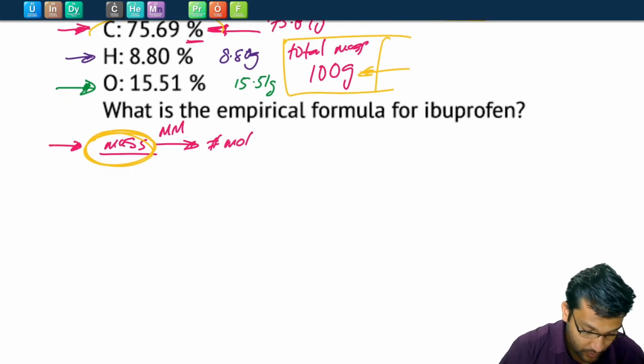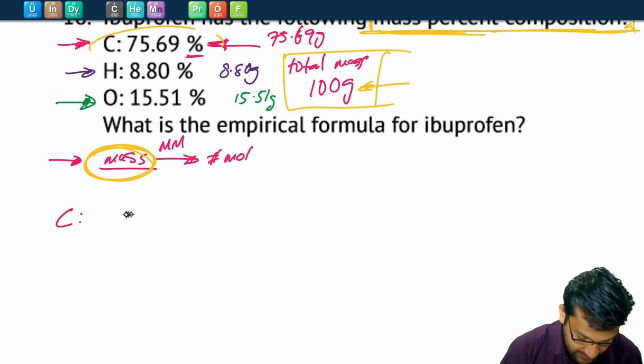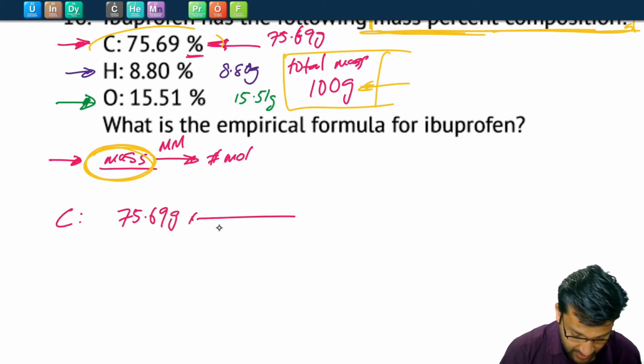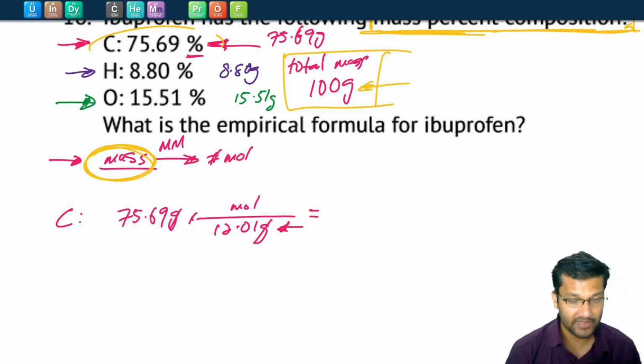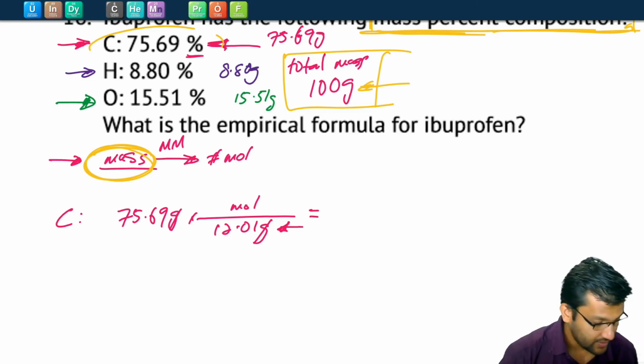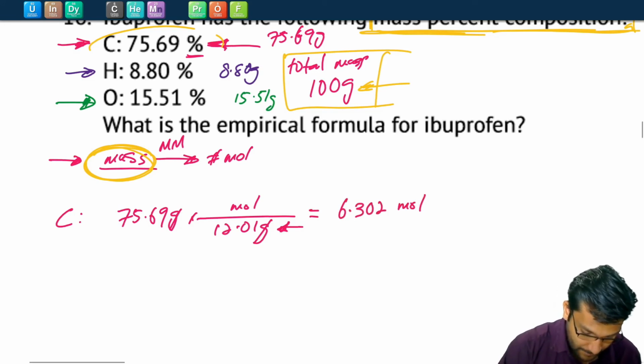So let's now go through the same problem now that we have a mass to work with. For carbon, we're going to assume that we have 75.69 grams. The molar mass of carbon is 12.01 grams per mole. If you're not sure what these are, you'll have to look them up in the periodic table. I've just used them so many times that I've sort of memorized them. So you do that math and you get 6.302 moles of carbon.